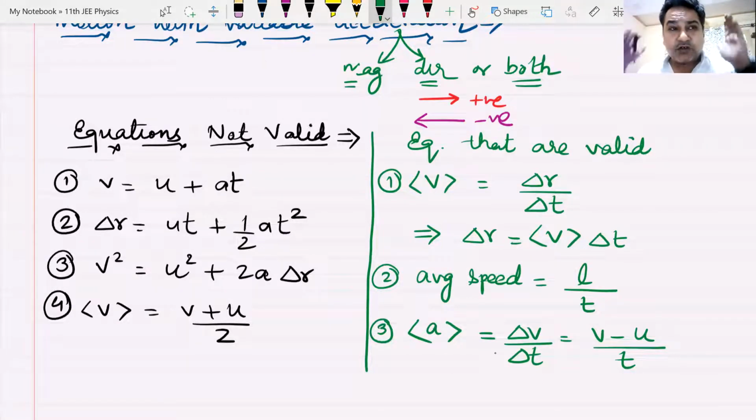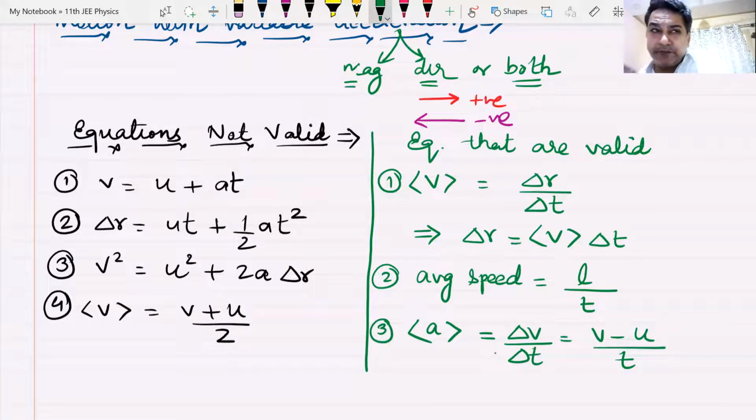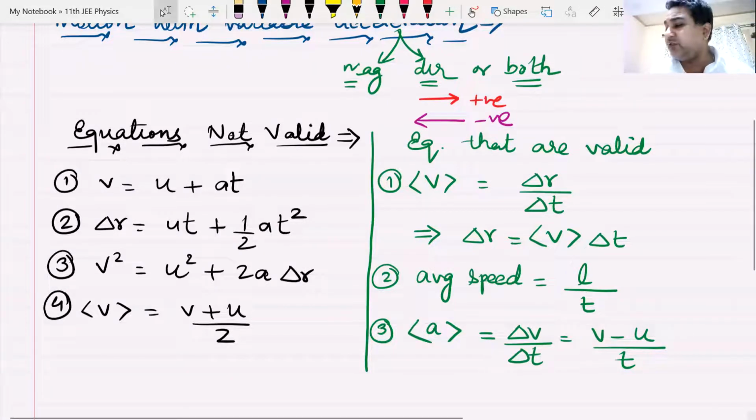So all the equations that I am writing in green are always valid. Whether the acceleration is constant or variable, the equations in green are always valid, but the equations in black are only valid when acceleration is constant. Am I making my point clear or am I confusing you guys?